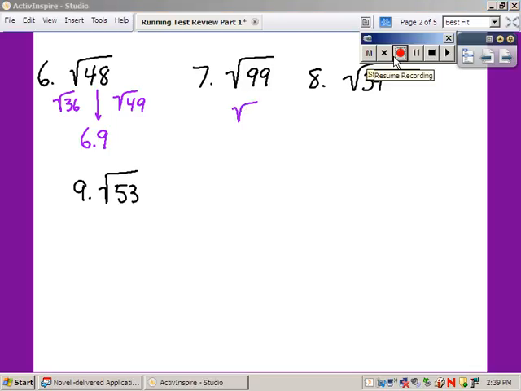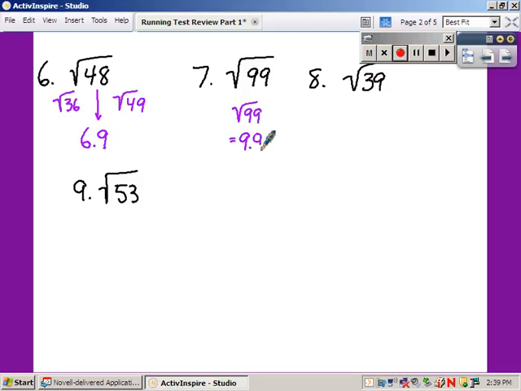so this one must be just less than 10, so square root of 99 must be just about 9.9. Square root of 39, here we are again, just a little bit more than 36, something like 6.2. And finally, square root of 53, that's between 49 and 64. It's closer to 49, so we must know it's less than 7.5, something like 7.2.